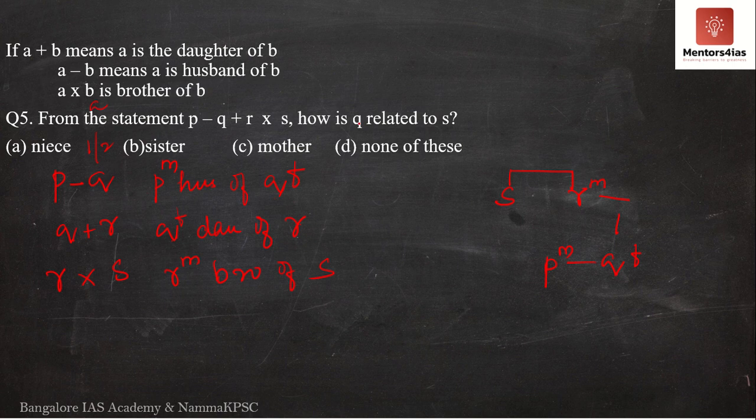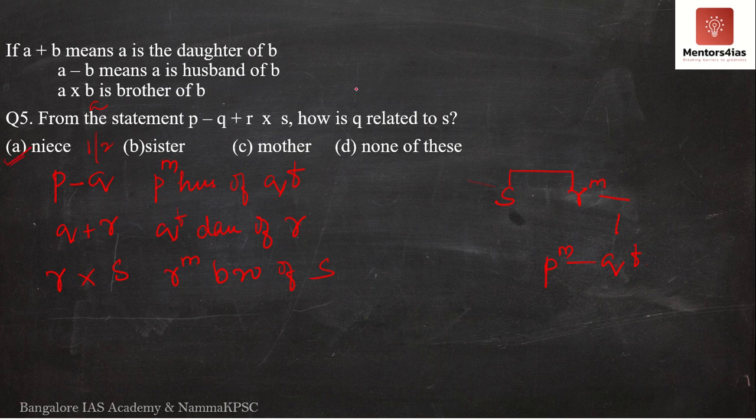Now the question is asking, how is Q related to S? Obviously, Q is nothing but the niece. See, S and R are siblings. So the child of your sibling should either be your niece or your nephew. Now Q, since she is a female, it has to be niece. Therefore, the correct option is A.